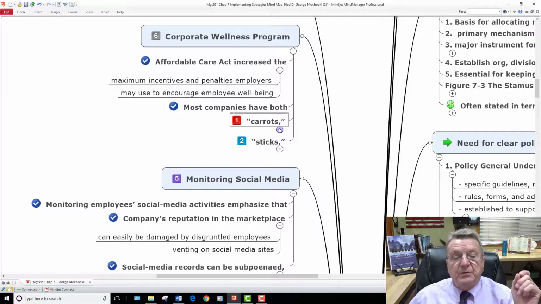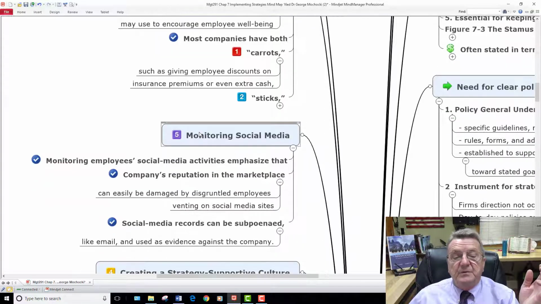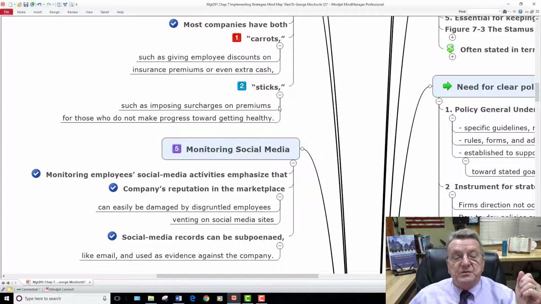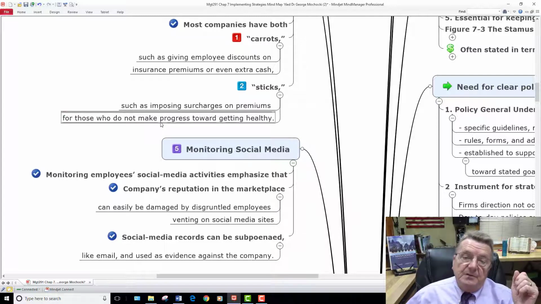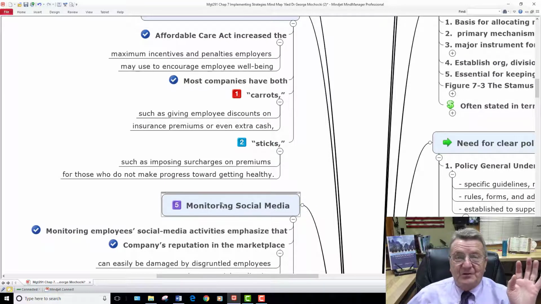Most companies have carrots, such as giving employees discounts on insurance premiums or even extra cash, or sticks, imposing surcharges and premiums for those who do not make progress towards getting healthy. On your social media, you say no smoking, never smoke, I got a lower rate, and then they see you puffing away on a cigarette or drinking and having a ball. I'm not going to say it could affect you. I'm not sure, but I'm not naive.